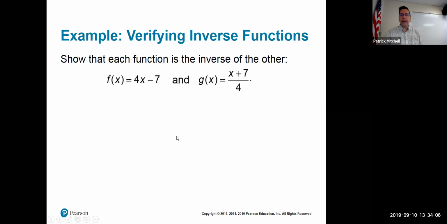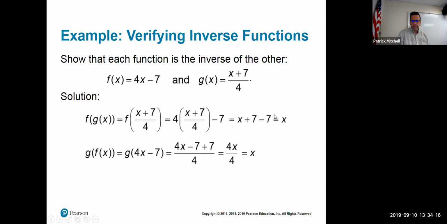Okay. All right. So here's our example. They want us to show that each function is the inverse of the other. So you do that using the definition. So the first thing I'm going to do, okay, and again, I apologize that this all comes up at once. I'm going to talk you through it. First thing you do is show that f of g of x is just x. And that's, again, my function composition. So f of g of x. First step, replace g of x with what g of x is. Okay, g of x is x plus 7 all over 4.